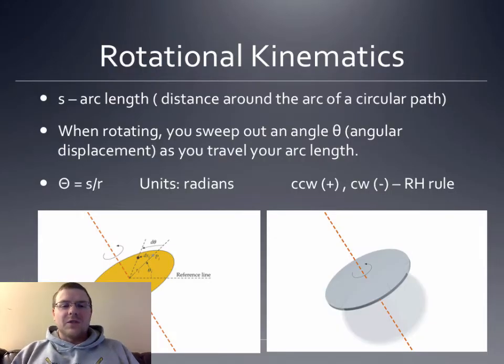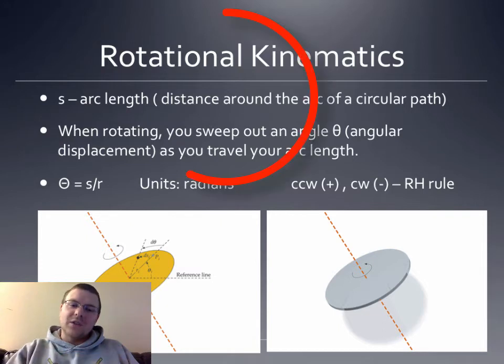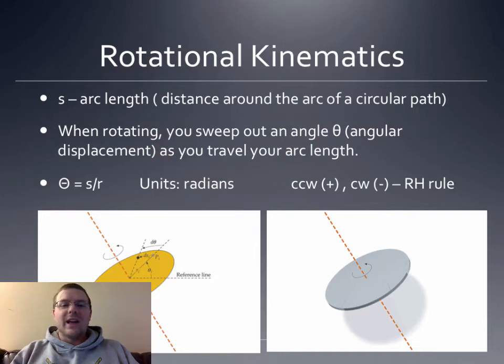With rotational kinematics, like we saw in class today, the distance around the curved path is called the arc length, and it's given the variable s. When you are rotating, you sweep out angles of theta as you travel that arc length. As you go around the circle, not only are you walking a distance around the edge of the circle, but you're also sweeping out an angle theta. That theta we're going to call our angular displacement. What we saw in the lab today is that the ratio of arc length over radius is what our angular displacement, our theta, is measured in.